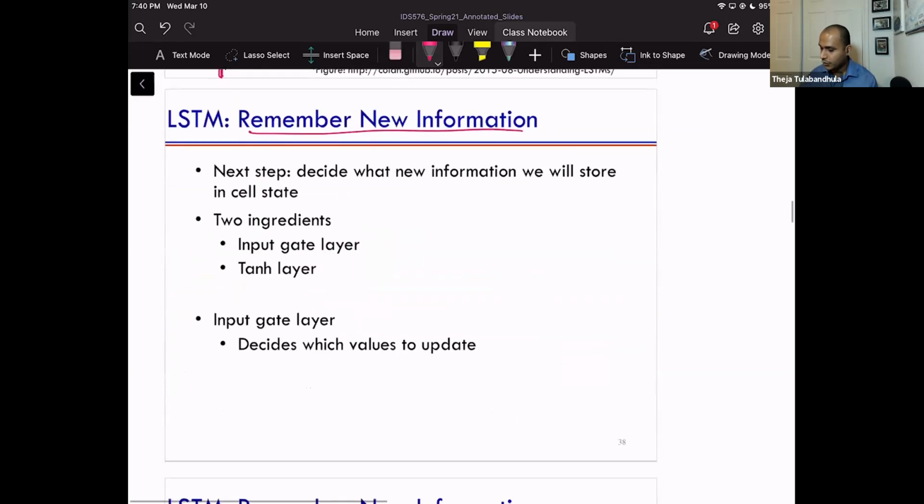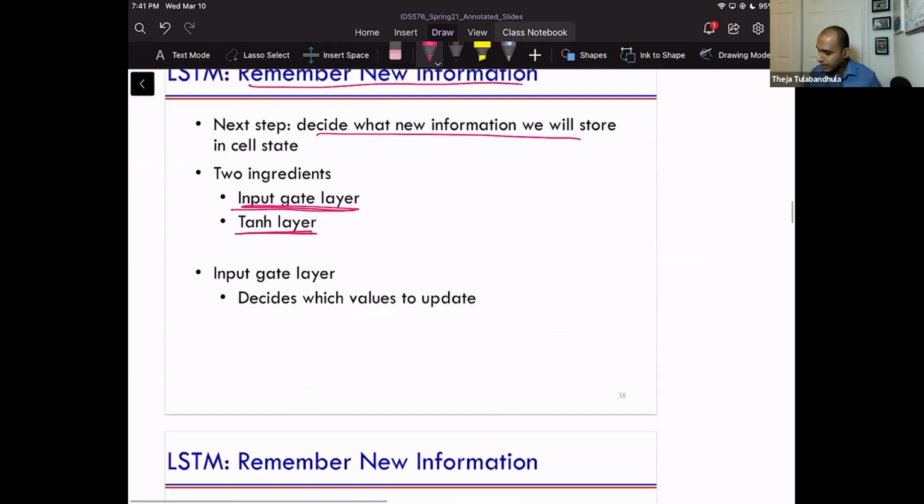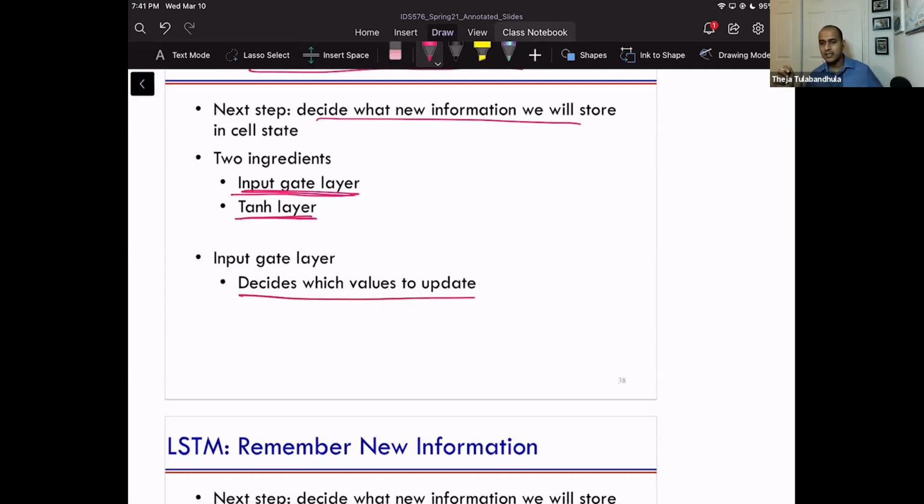To add the information, we need to decide what information we need to add, and then we need to actually add it. For that, we are going to define two ingredients. One is an input gate. This is the second gate. And a tanh layer. So we have a tanh layer, the yellow box, which is exactly the same thing that you saw in vanilla RNN. We'll also have an input gate. The input gate decides which values to update, which coordinates to update. And tanh is just the usual nonlinearity that's the core of an RNN.